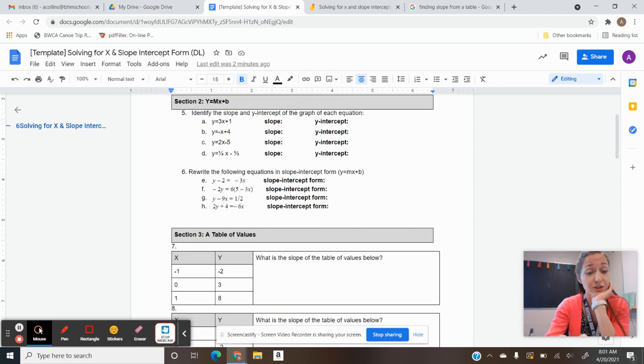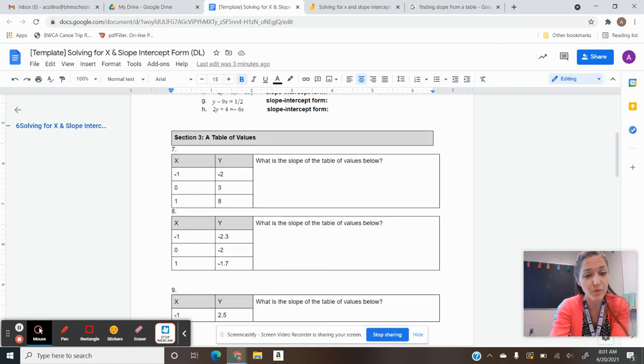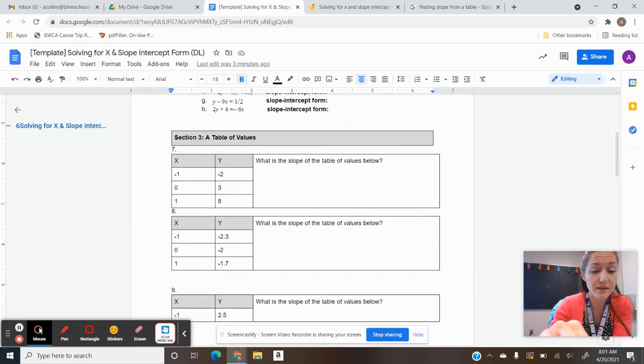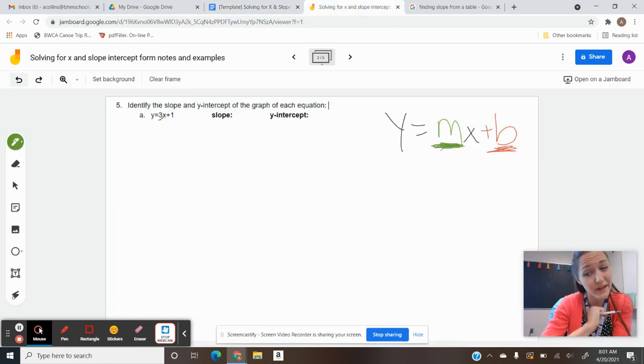Alright, so in this section we're going to identify the slope and y-intercept of an equation in that point slope form. And then we're going to take a jumbled up equation and write it in the slope-intercept form. And then we're going to find the slope without using the equation, but using a table of values. So we'll do 5a, 6e, and 7 together, so that way you get some free answers and you know how to do the rest by yourself.